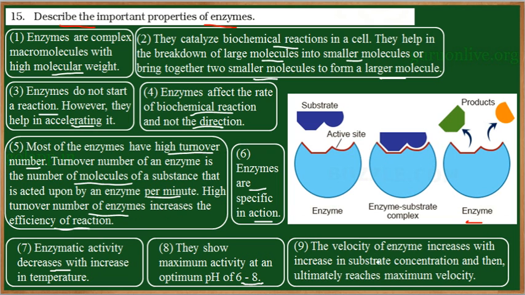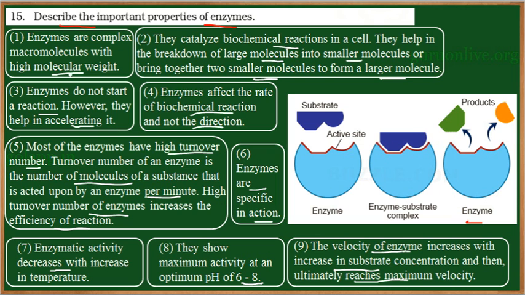And then the last property is about the velocity. The velocity of the enzyme increases with an increase in substrate concentration, and then ultimately reaches the maximum velocity. So the velocity of the enzyme depends upon the substrate concentration. If the concentration is more, then the velocity becomes more, and then it reaches the maximum velocity. From there, there will be no further increase in the velocity. So these are the different properties.